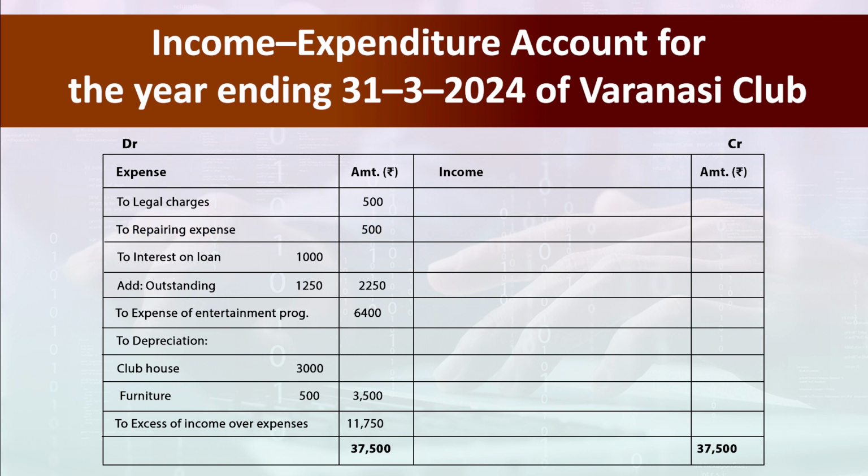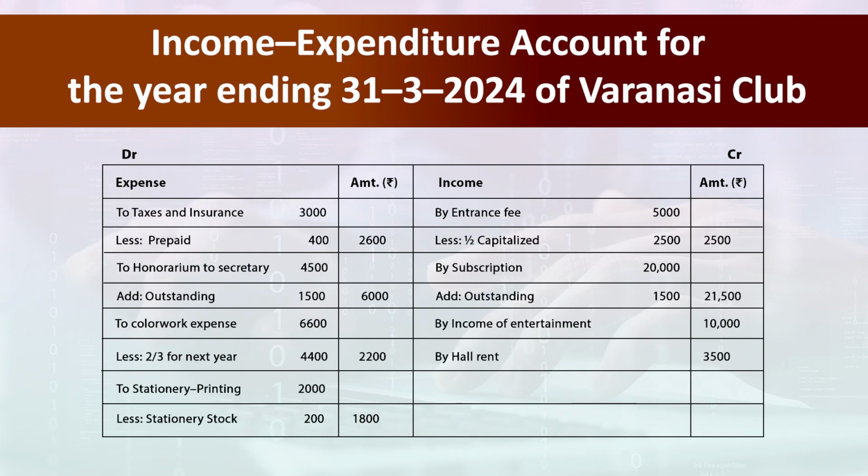After that, we record interest on loan of rupees 1000. To it, we add outstanding interest of rupees 1250. The amount comes to rupees 2250. Then we record expenses of entertainment program. The amount is rupees 6400. Then we include the depreciation amounts of the clubhouse, rupees 3000, and of furniture, rupees 500. The total depreciation is rupees 3500.